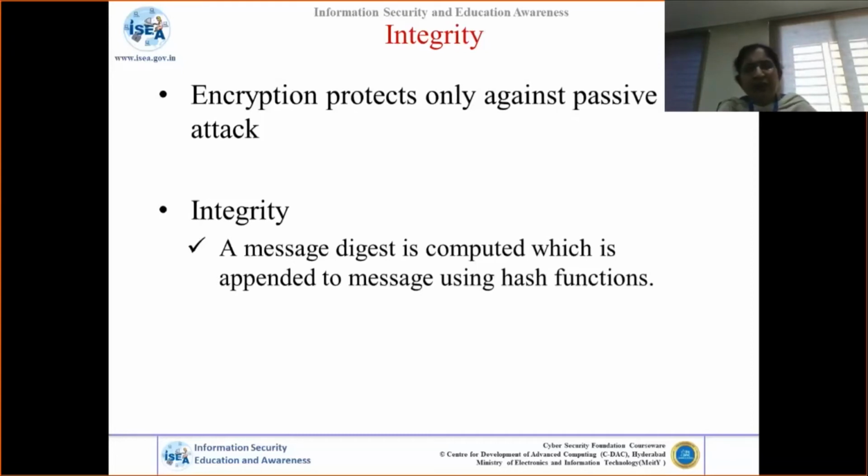For that, we depend on the third type of cryptographic algorithm, called the hash function. A message digest is computed using the hash function and appended to the message, sent from the sender's end along with that particular document.